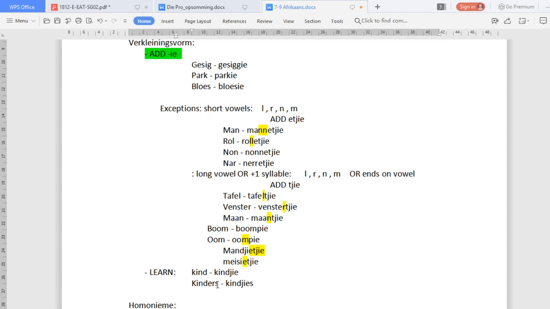So this plural part, that plural part there, we took away. Then we changed the base of the word to a verkleiningsvorm. And then we just added an S for a meervoud. Okay, let's do another one.